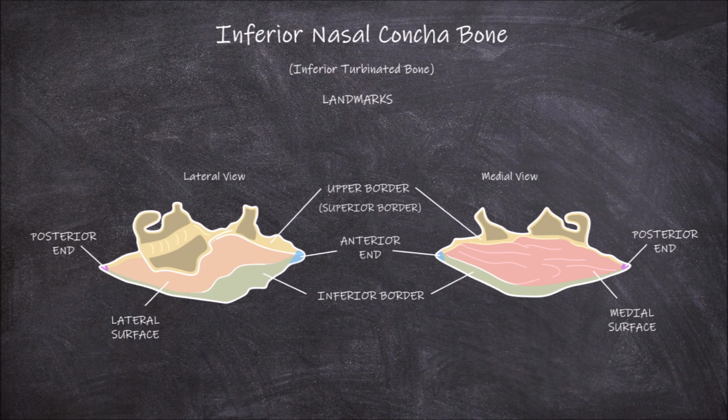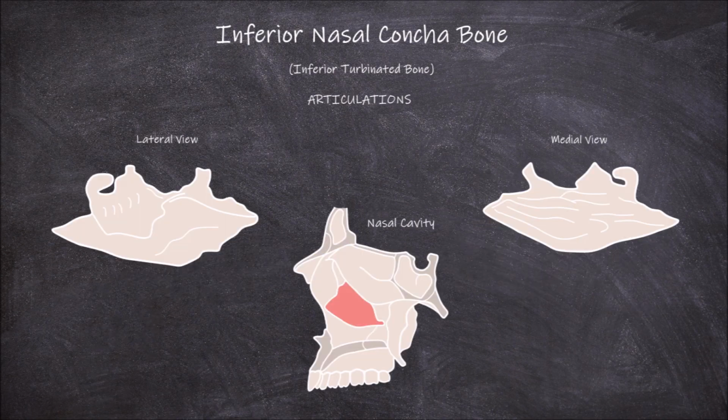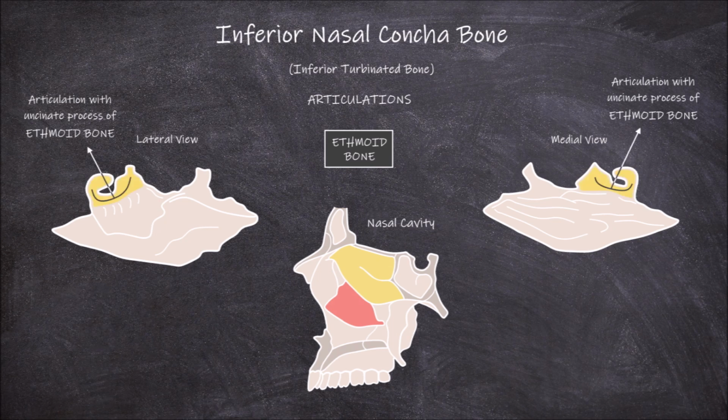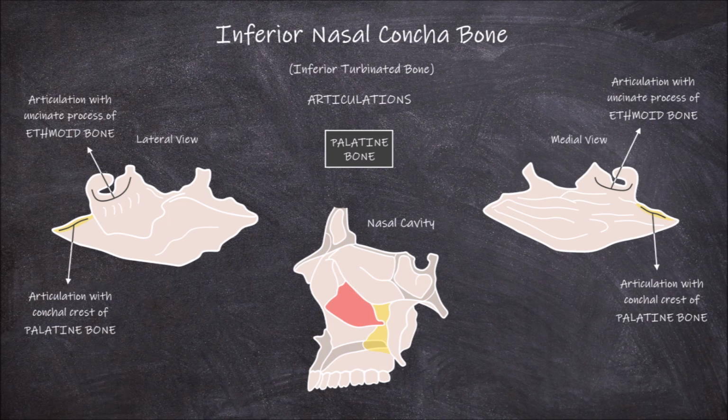Let's now take a closer look at the other bones this bone articulates with. This bone articulates with 4 other bones. The first of these articulations is with the ethmoid bone. The ethmoidal process of this bone articulates with the uncinate process of the ethmoid bone. The second articulation is with the palatine bone. The posterior region of the superior border of this bone articulates with the conchal crest of the palatine bone.